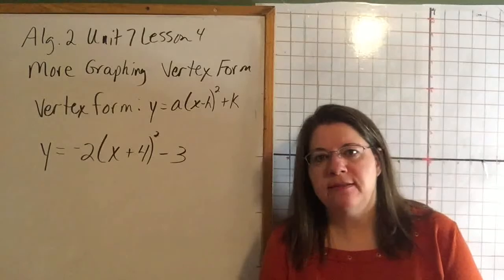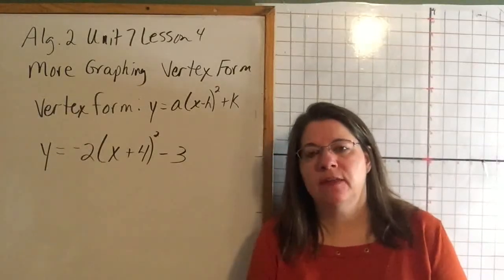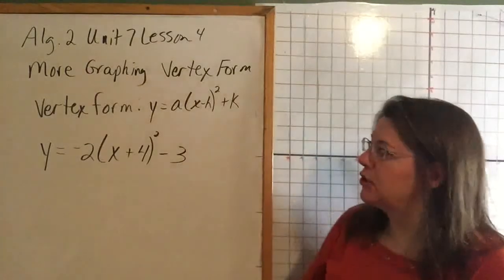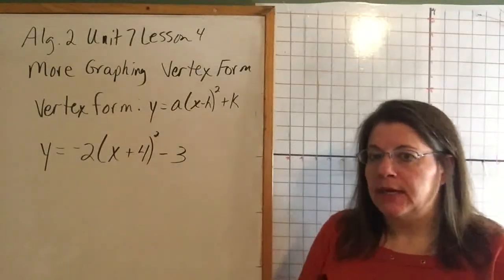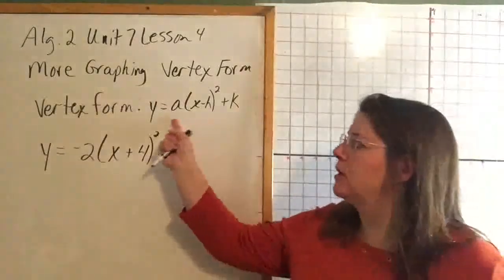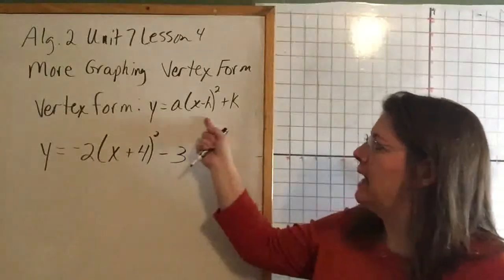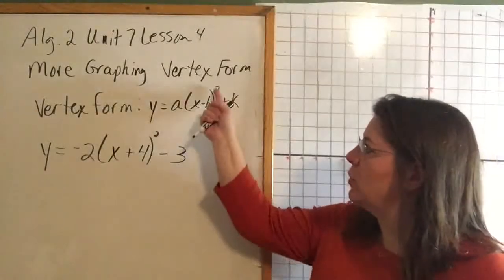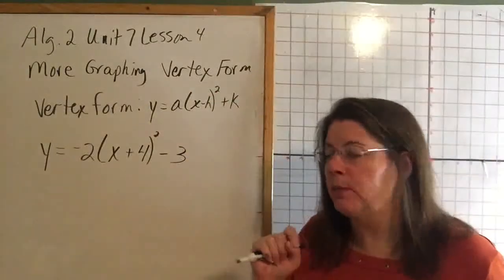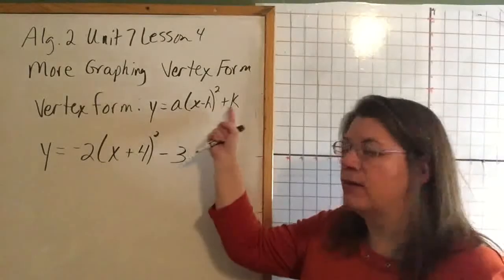Algebra 2, Unit 7, Lesson 4, and in this lesson we're going to talk more about graphing vertex form. Now, we've learned over several different units or sections that y equals a times x minus h squared plus k is your vertex form. Your h and k are the vertex.